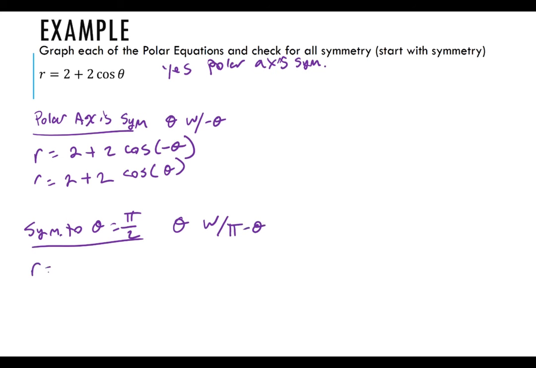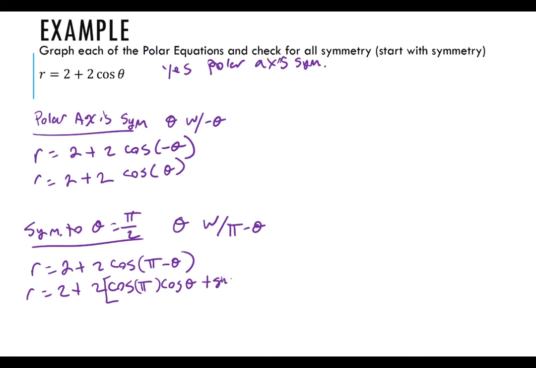So then I get that r is equal to 2 plus 2 cosine of pi minus theta. But then I want to use a difference identity, so that's going to be r is equal to 2 plus 2 cosine of pi. Got to be a little bit careful here. I need to put a bracket there. Cosine pi cosine theta minus, in the cosine difference identity, minus gives plus, so plus sine pi sine theta.